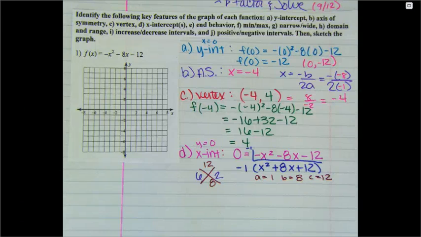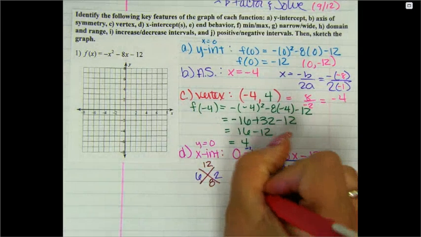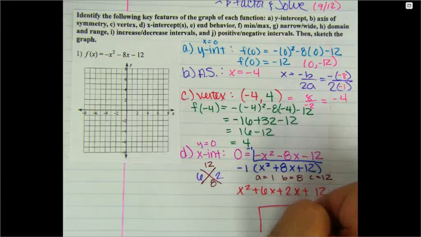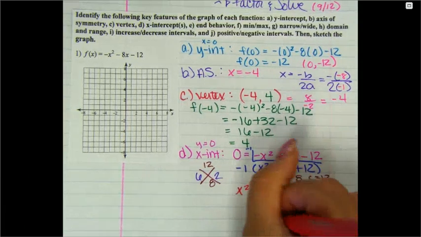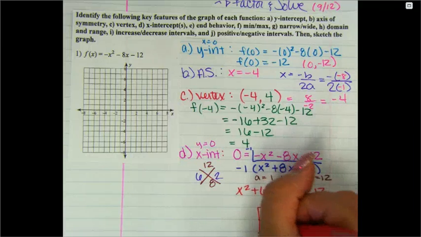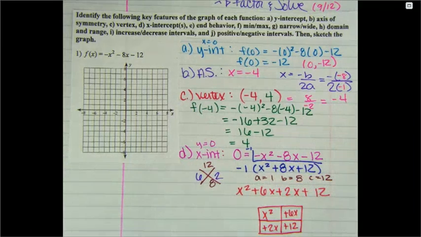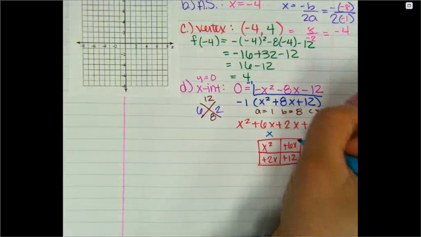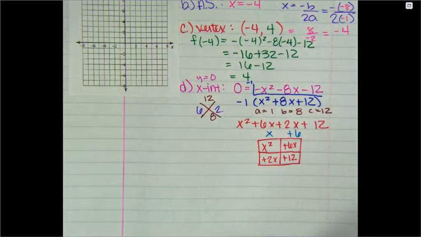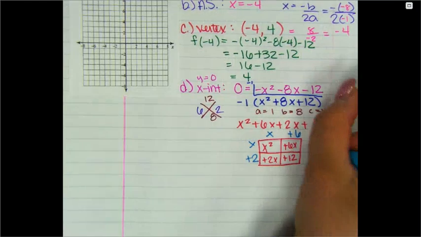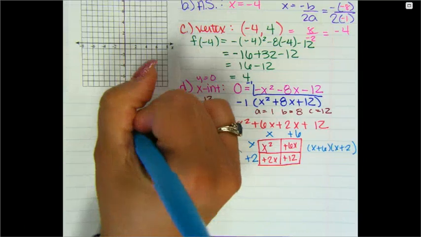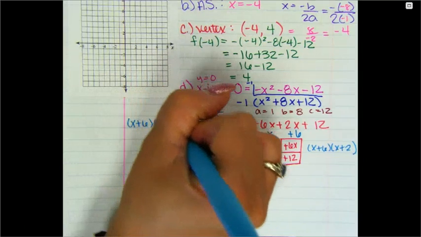All right, ready? You should be done with this part. All right, x squared and 2x have what in common? X. 6x and 12. Good. X squared and 6x. 2x and 12. So you have x plus 6 and x plus 2. Okay, I'm going to write them over here, though. So I have x plus 6 times x plus 2 equal to 0.